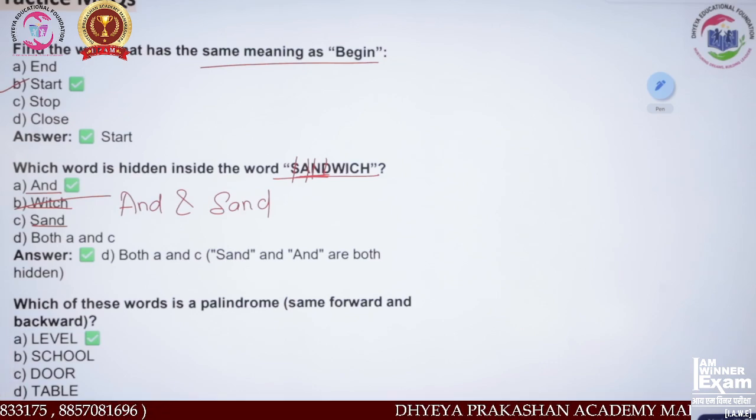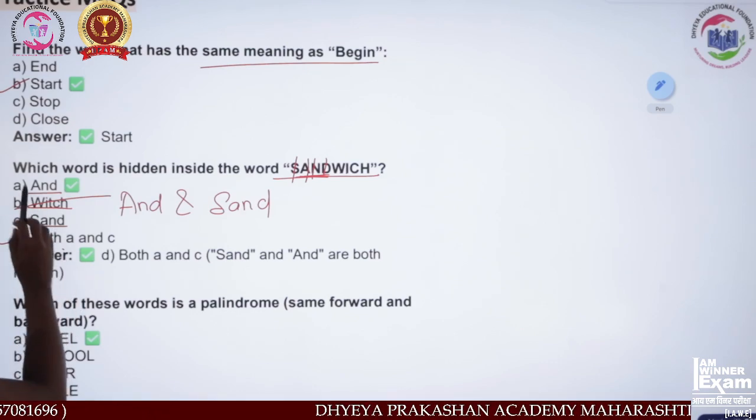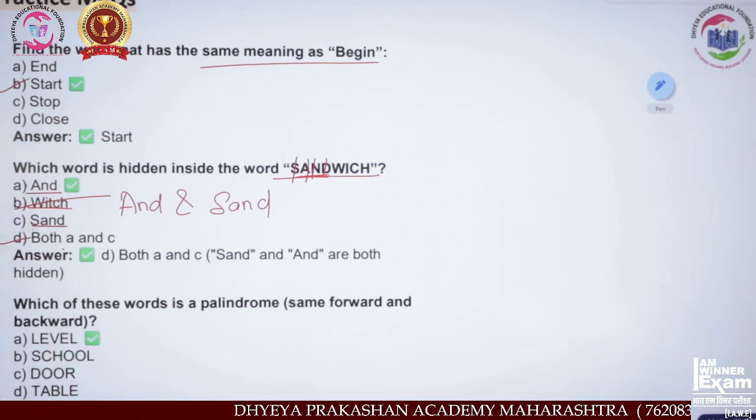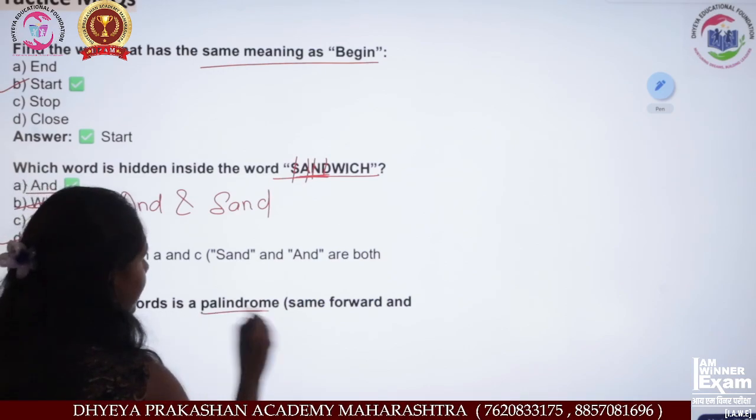So what will be the correct option? That is both A and C. A and C. Okay. Then next, which of these words is a palindrome?